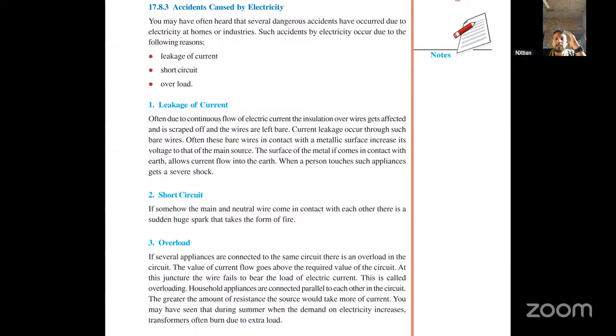So, for example, we Indians use one switch. We put all the appliances. We put the fridge also. We put the oven also. We put the mixie also. One switch. That is called overloading. That should not be done.